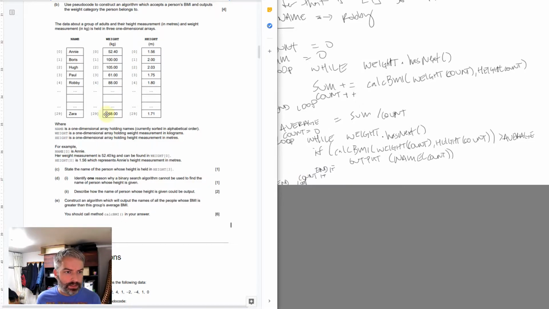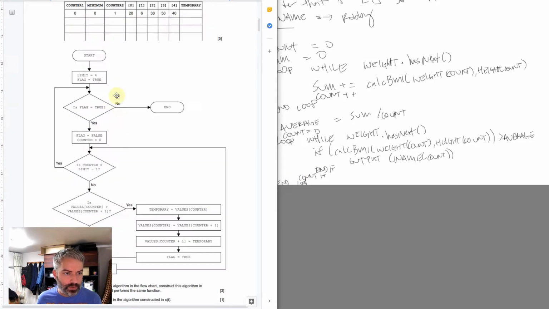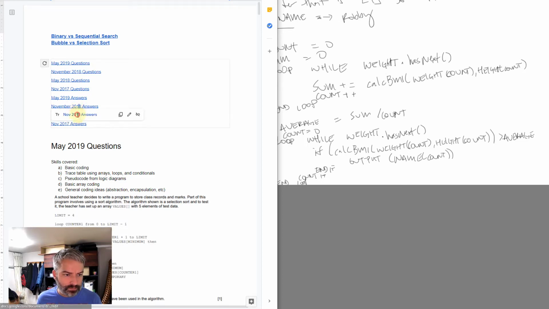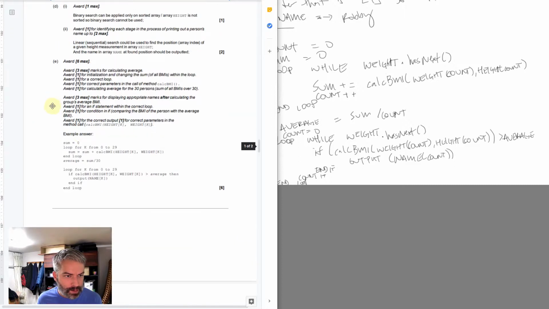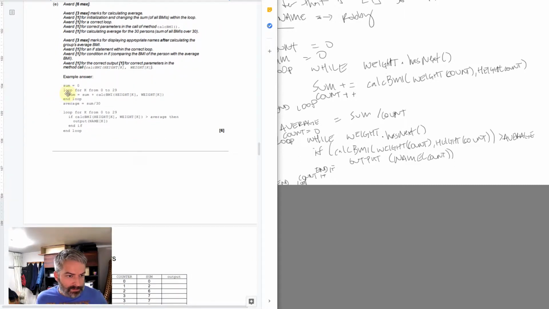Let me take a look at the answer down here. Where are we at? November 18. Let's take a look at that one. Okay, so they're doing a loop from 0 to 29. Kind of interesting, this is more of a Java answer, using loops like that instead of a loop while has next, but that's obviously fine. But they're doing the same thing, right? They're going to get the sum and divide it by 30 like we did.